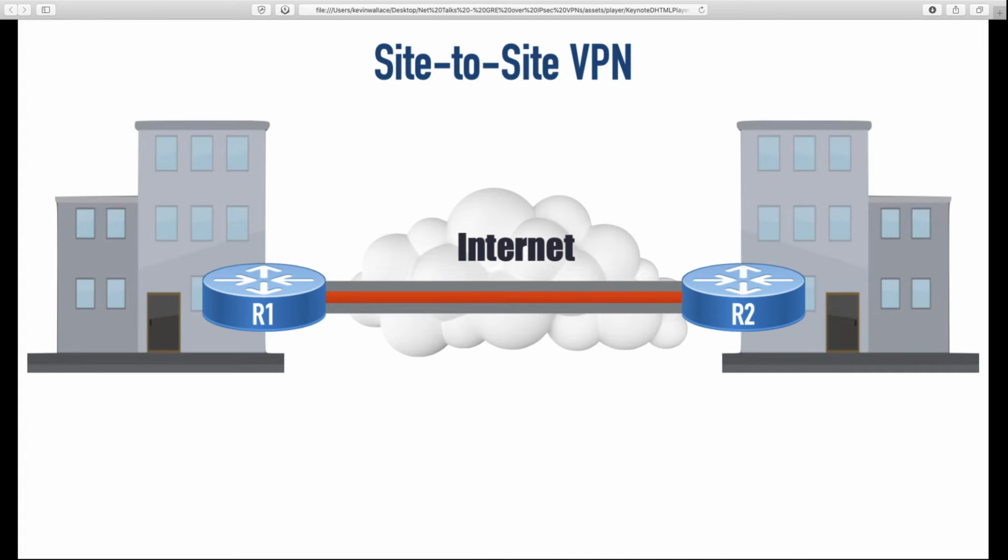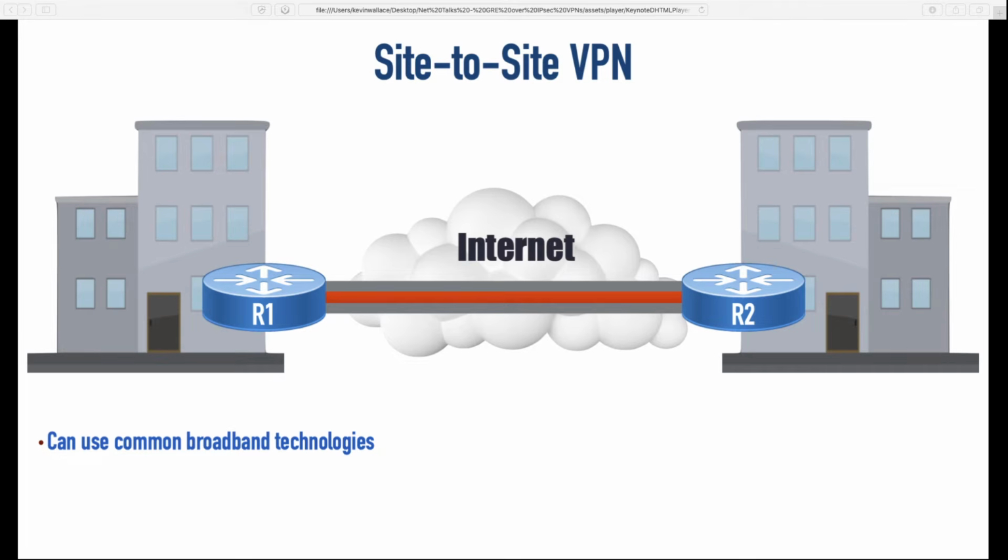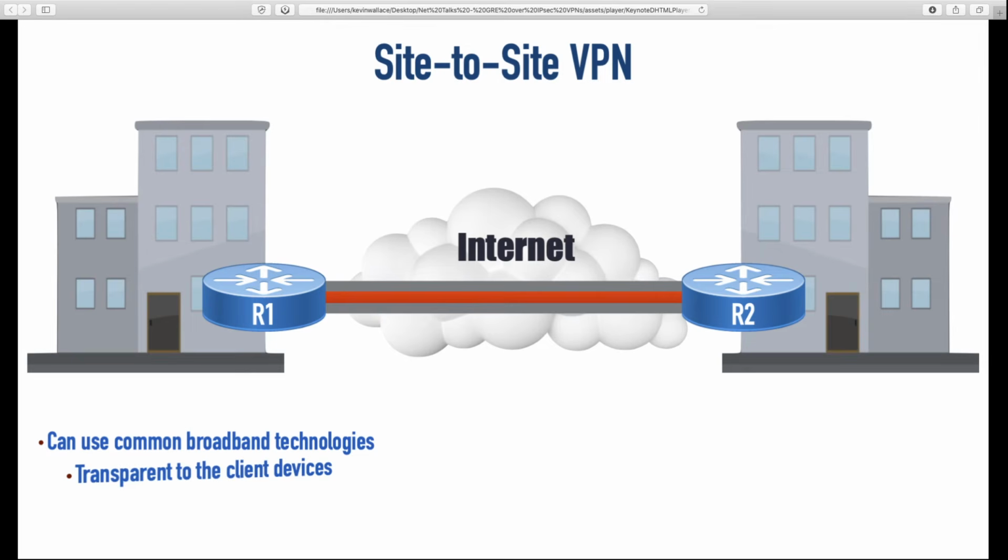But I know your concern. The concern is, well, even though we can use common broadband technologies, is it going to be secure? That's an untrusted network, isn't it? The internet's scary. There are people on the internet that are bad actors that might do bad stuff with our data. But if we did use the internet, that would be so cool because it would be transparent to the end devices, and we can protect all of our traffic using a VPN, a virtual private network.